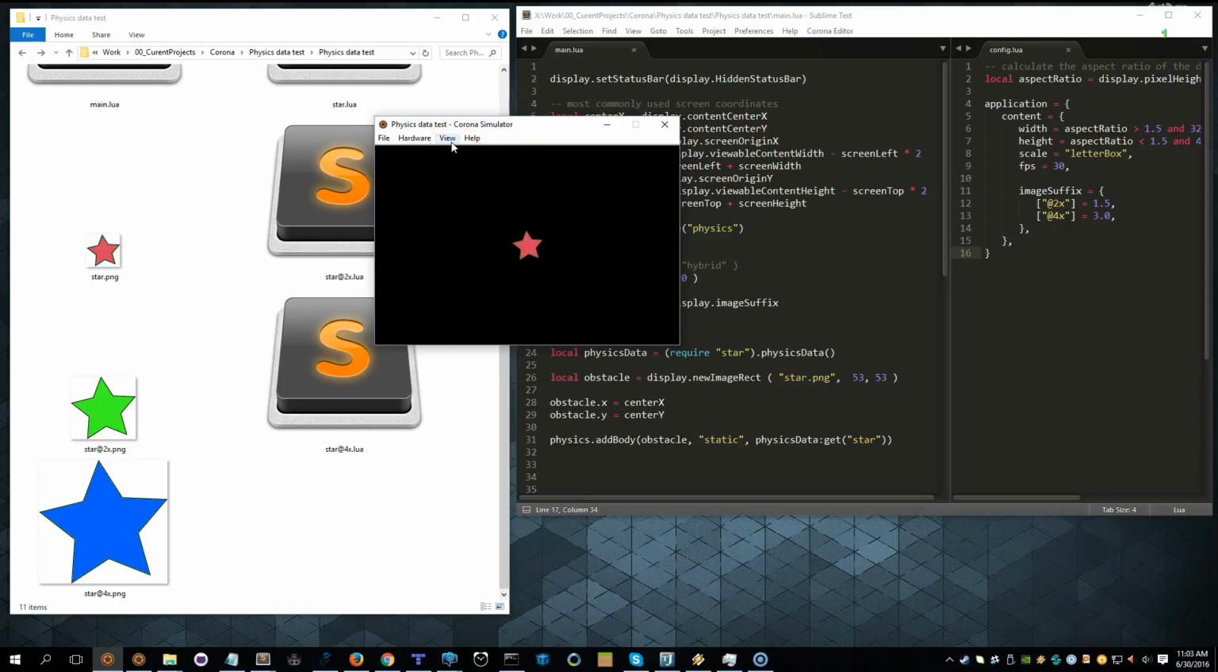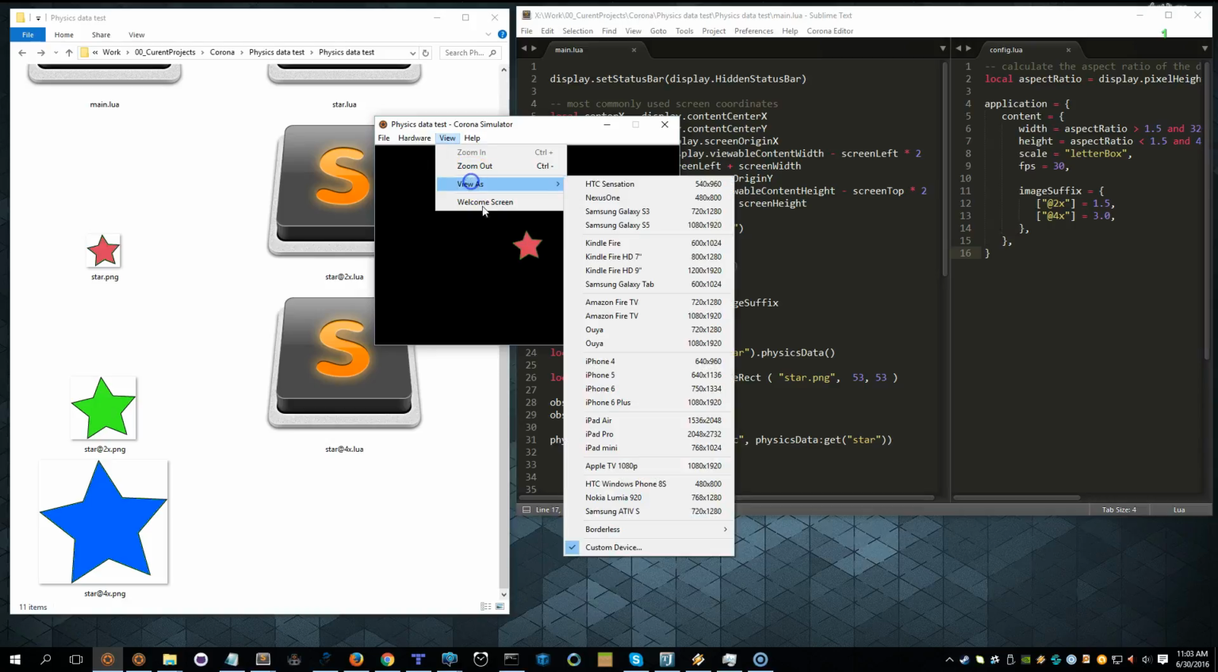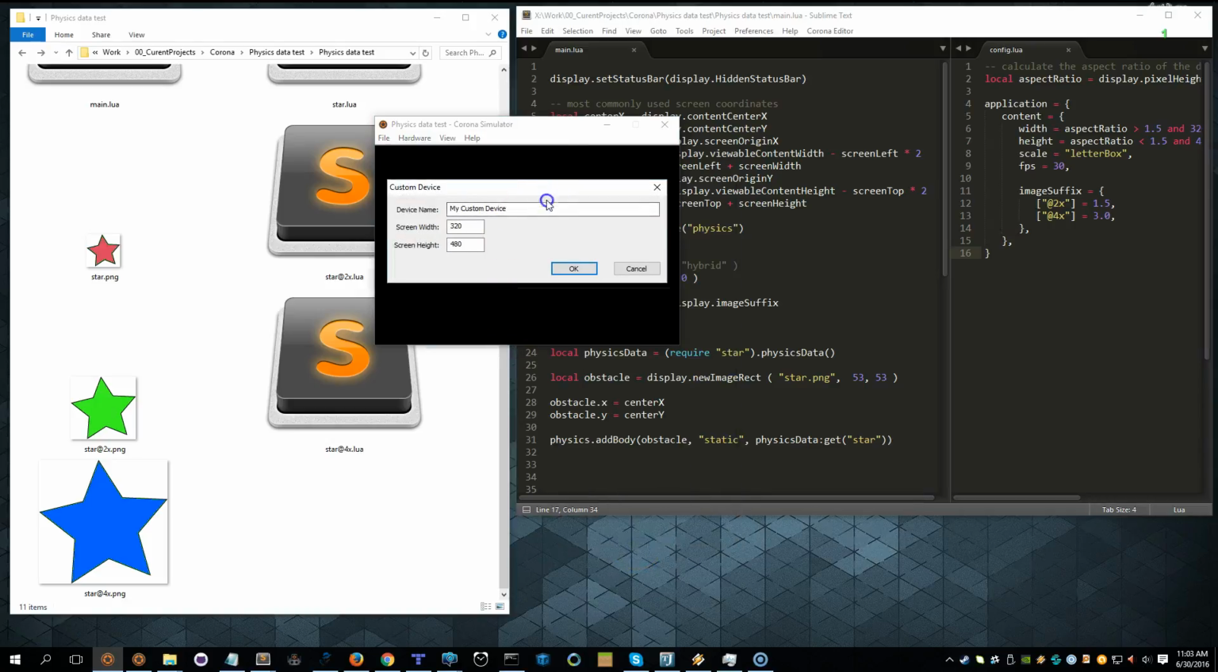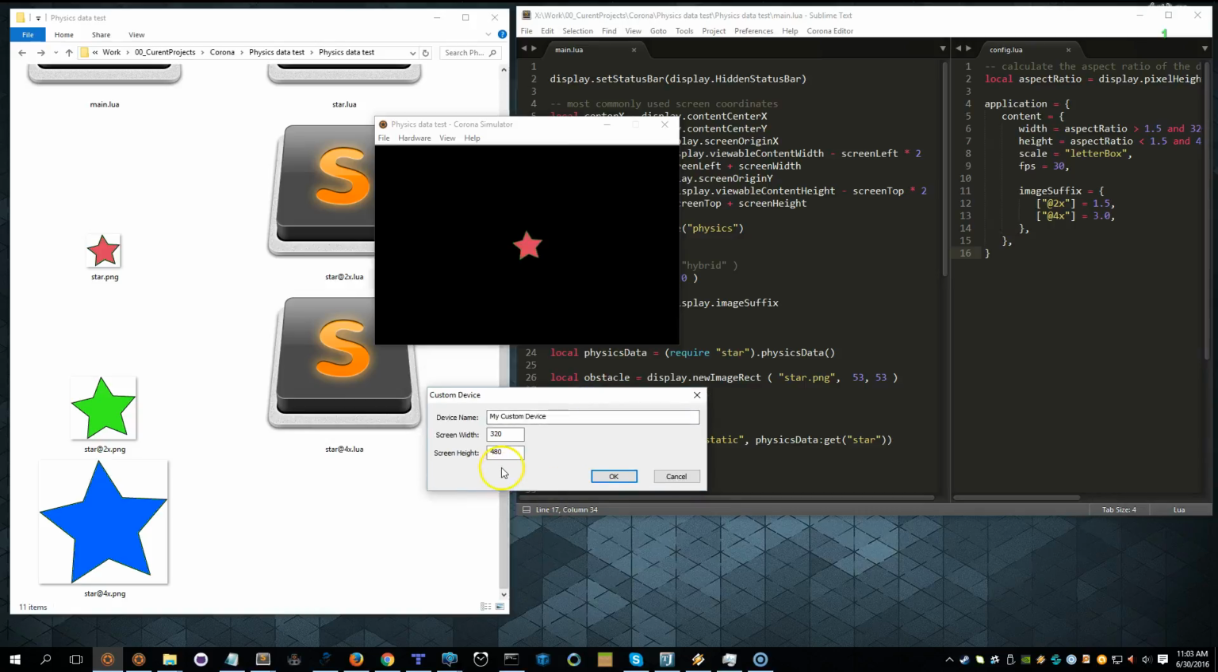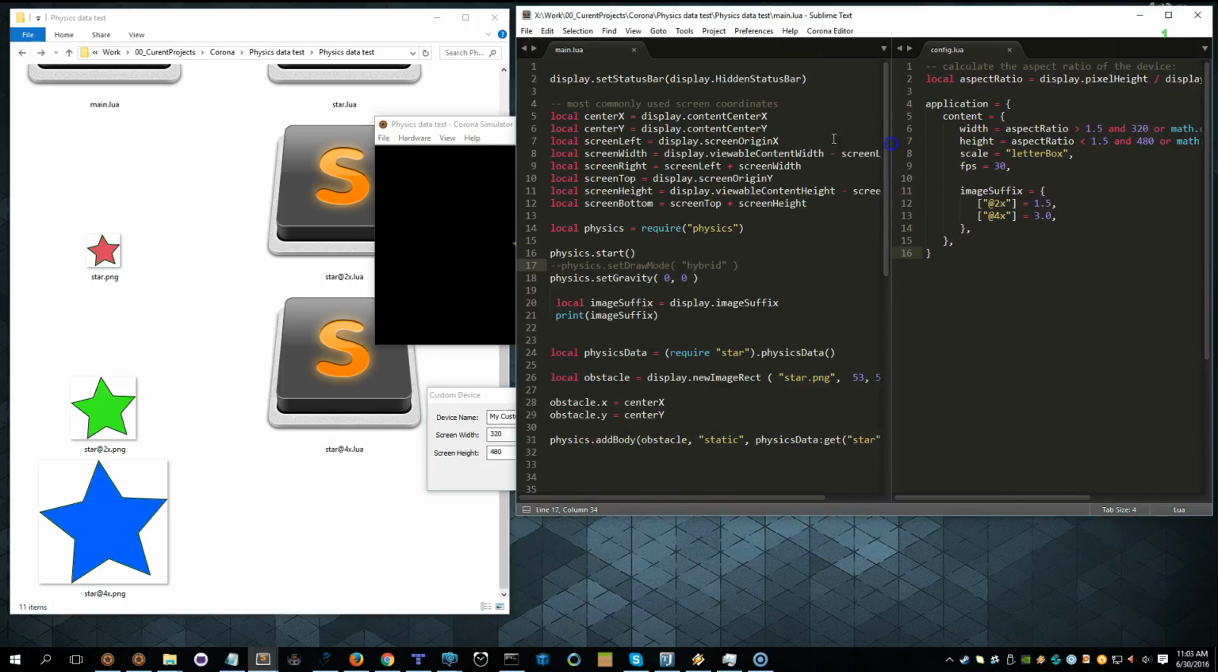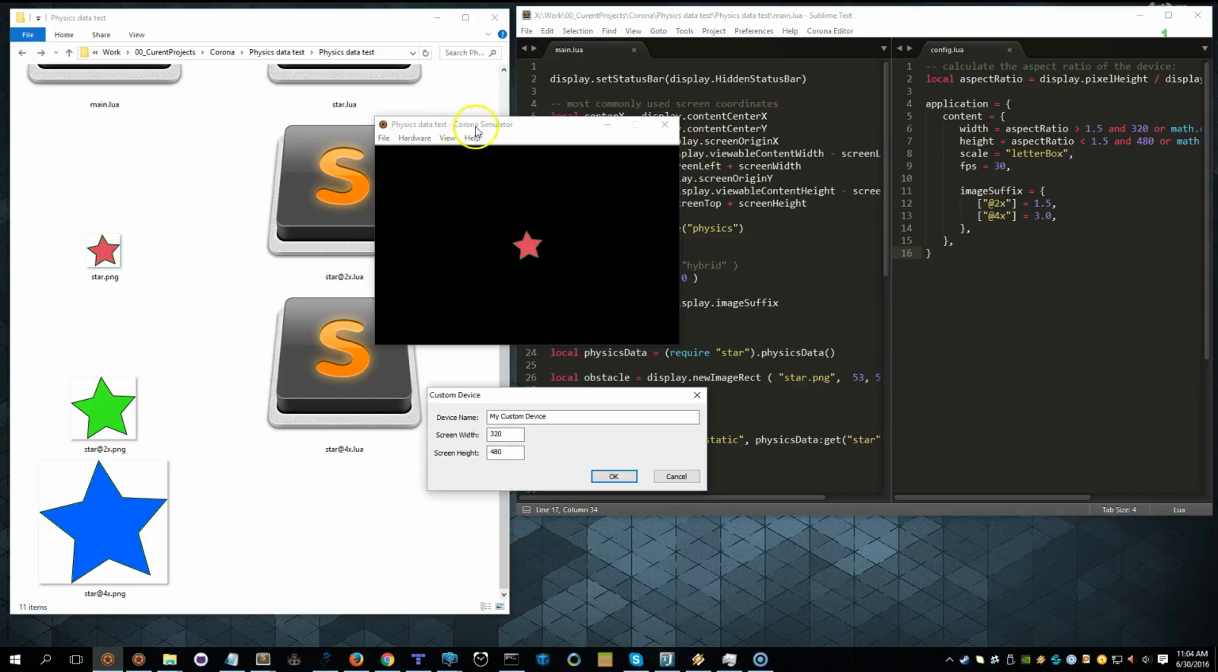I'm running this in the simulator, and what I'm going to do is use the custom resolution or custom device so I can get specific resolutions. Right now I'm going to run this at 320 by 480, which is your low end here, basically. Your config is using 320 by 480 as the basis. And when I run it at 320 by 480, it picks up the 1x.